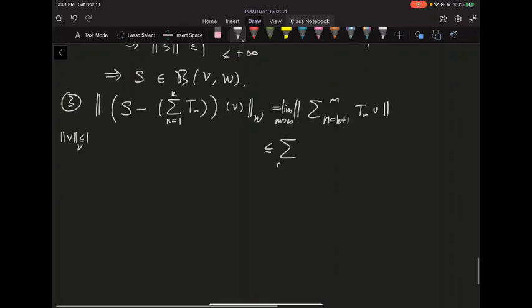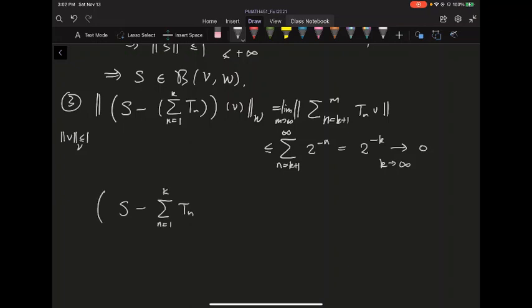This is bounded above by the series. So you sum over n from k plus 1 to infinity, and you evaluate the norm of Tn, which is bounded above by 2 to the negative n, and you know this infinite sum is 2 to the negative k, so that goes to 0 as k goes to infinity. So this essentially shows that the operator norm of S minus the partial sums of Tn goes to 0 as k goes to infinity. That's just another way of showing these partial sums converge to S in this norm.